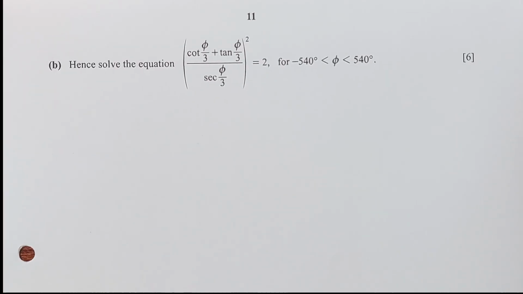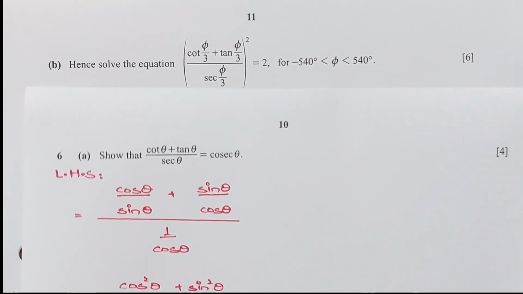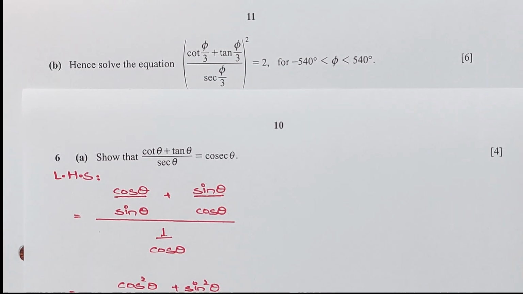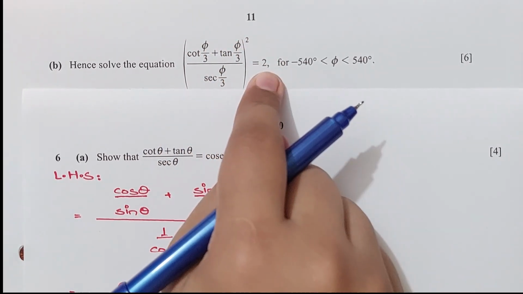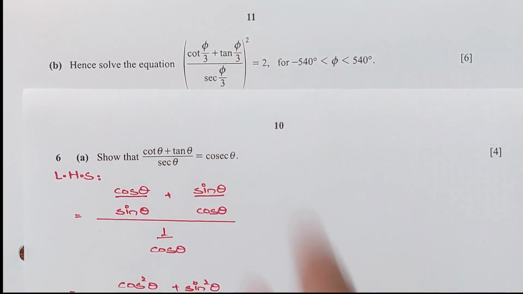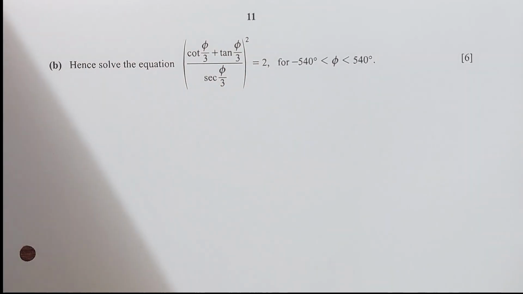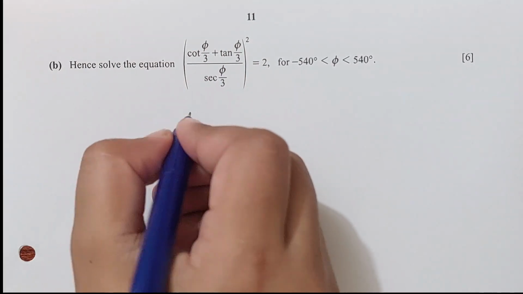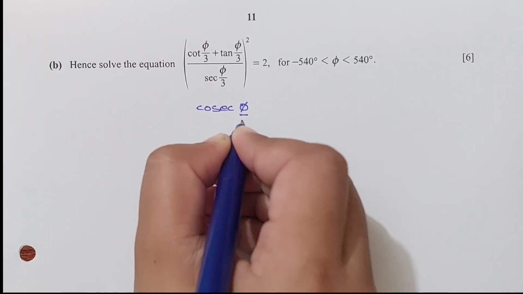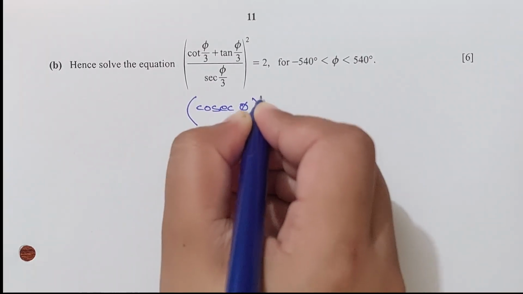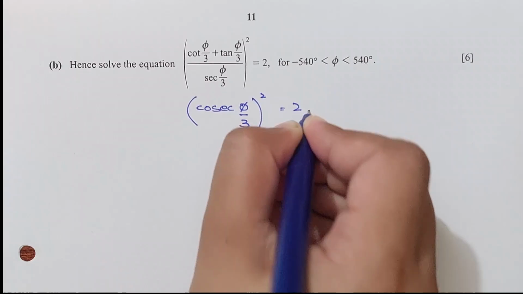Now for part B, hence solve the equation. Okay, so we have an equation. If I compare it with part A, we have (cot theta plus tan theta over secant theta) whole square equals 2. So theta is replaced with 5 by 3, right? So this is cosecant theta, so this would be cosecant square of 5 by 3 equals 2, right?